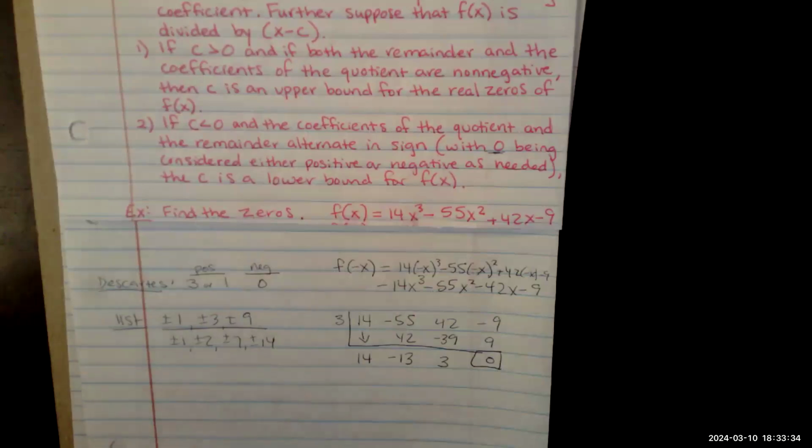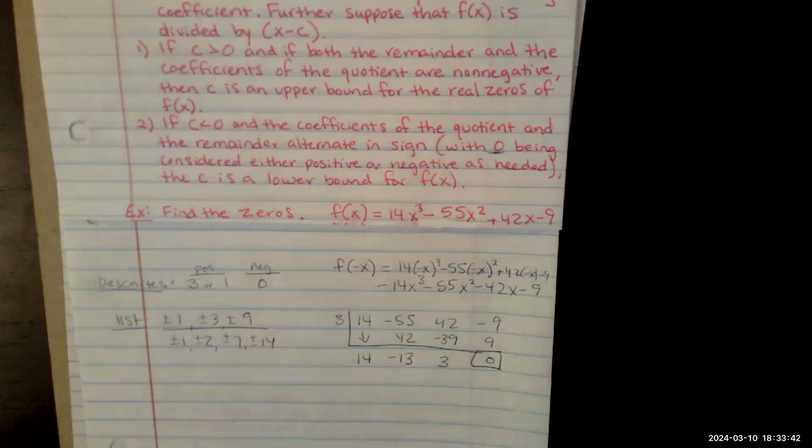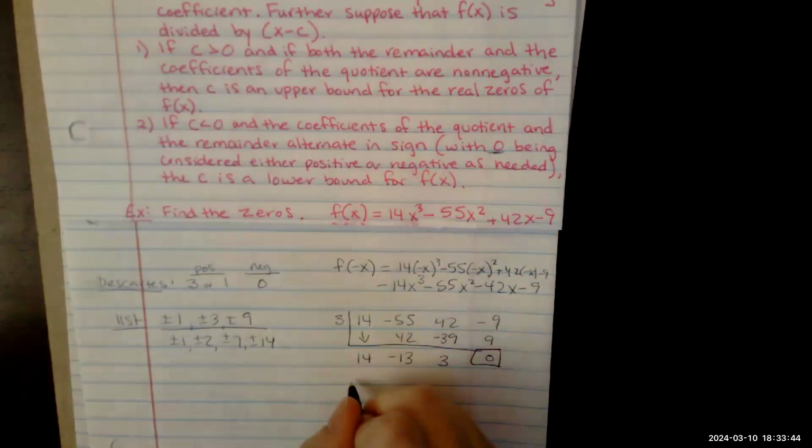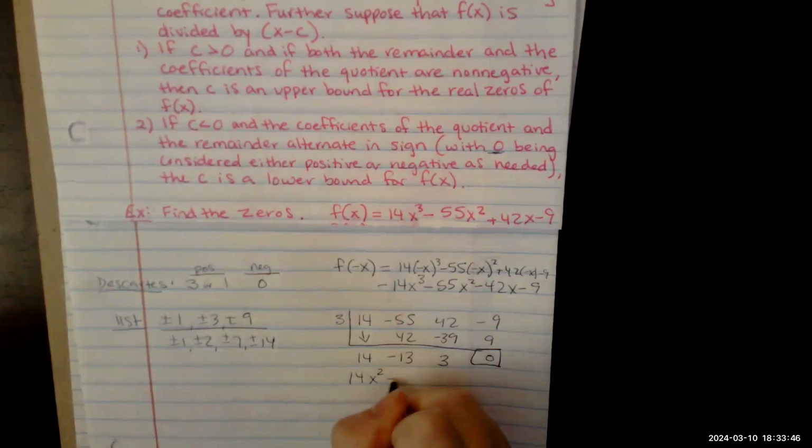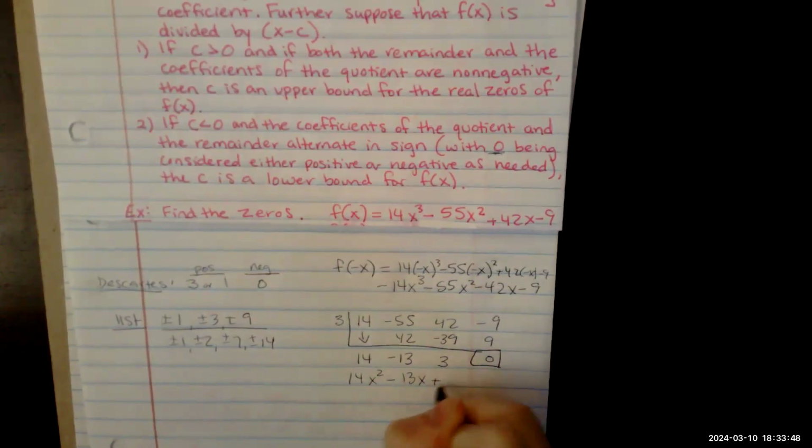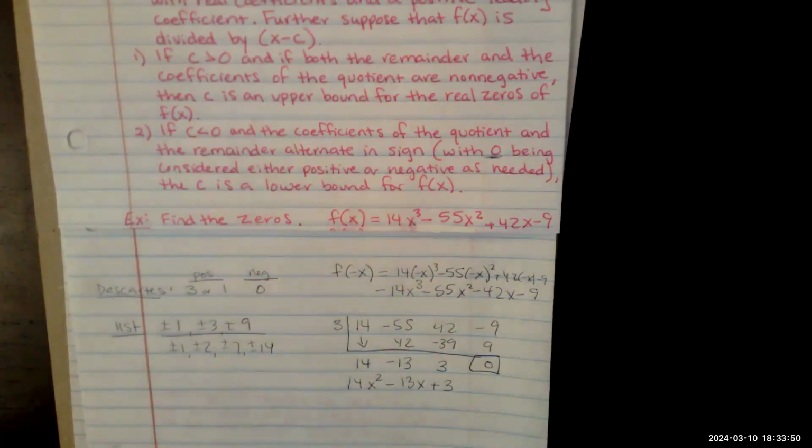But I also, oh, never mind. I was going to say I also have a bound here, but no. So we found one of our zeros, which is great. We also are now into the quadratic. So I'm going to write that down, and I'm going to try to factor that.